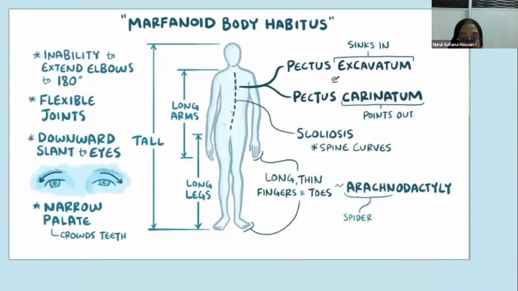The most obvious physical feature of Marfan syndrome involves the skeleton. The long bones of the individual will grow excessively. So individuals are tall with long arms and legs, and this is called Marfanoid body habitus. And these are the features of Marfanoid body habitus.